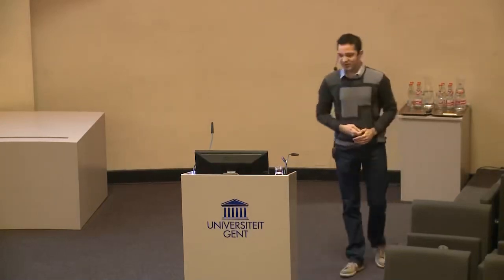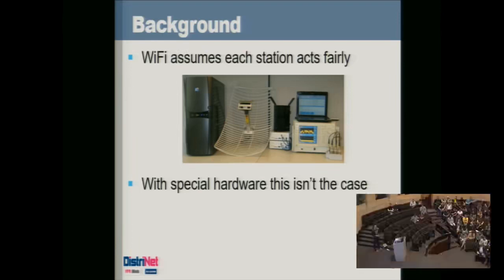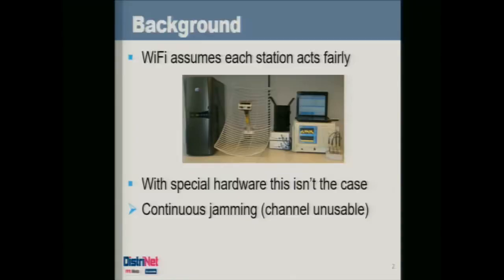Now, of course, it is well known that if you have some expensive hardware, for example, the USRP shown here, we can basically implement this Wi-Fi protocol ourselves, and we can do whatever we want. So with this hardware, we can transmit whenever we want, we don't have to stick to these rules, and we can behave selfishly. You can do even more nefarious things. If you have a USRP or any kind of other software-defined radio, you can even implement a continuous jammer, which basically constantly emits noise and makes the channel completely unusable.